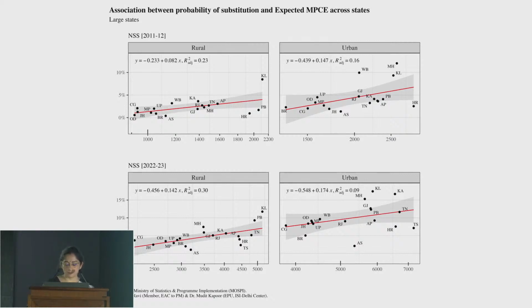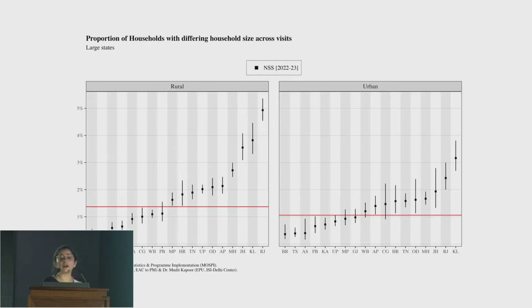There are many things we will have to try. Proportion of households with differing household size. This NSS is special because for the first time, there were 3 visits. For this HCES, the MOSPI team, the investigators, visited the household 3 times in a year for 3 different segments of the questionnaire, and it was randomized. We wanted to see, on a very simple metric, does the household size remain the same across all visits or does it vary? And you are seeing that in Rajasthan, around 5% of households reported different household size. In Kerala, that number is around 3.5%. So these are not insignificant numbers.